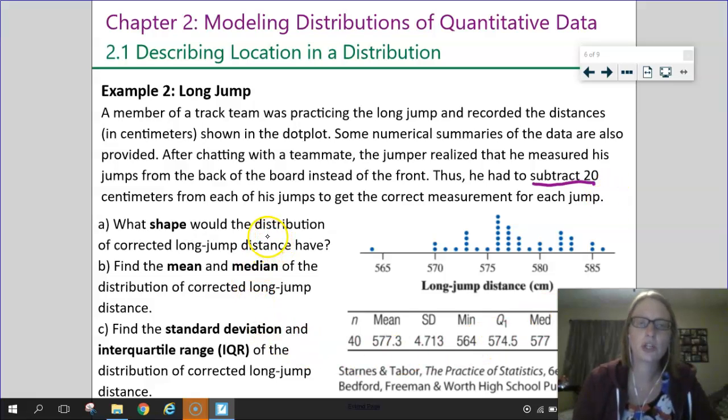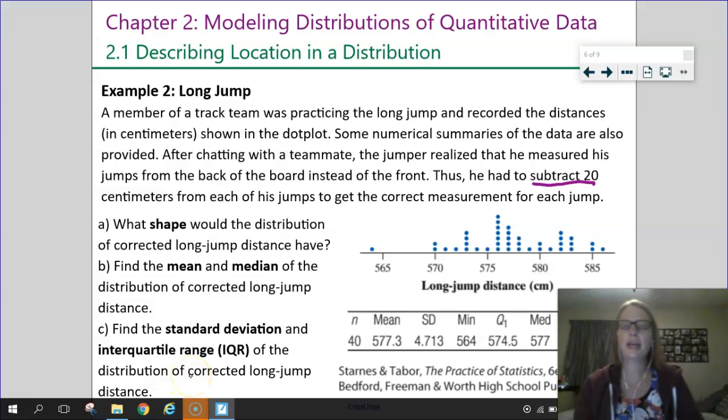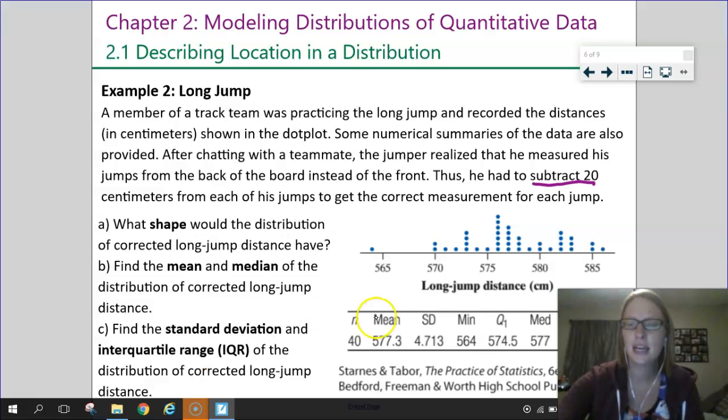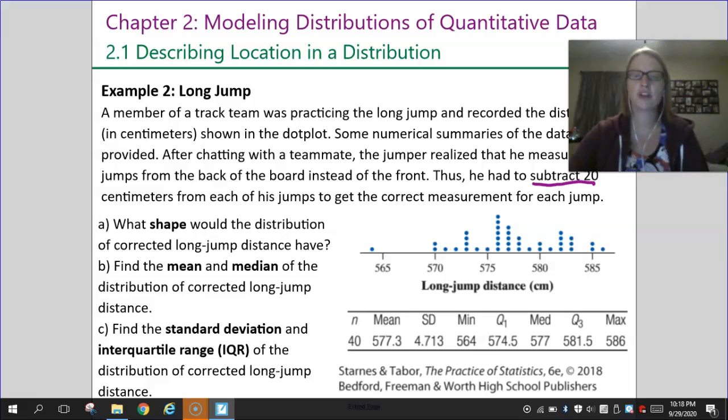So the first question is, what shape would the distribution of corrected long jump distance have? Next, calculate the mean and median of the new long jump distance after subtracting 20. Then calculate the new standard deviation and IQR of the corrected long jump after subtracting 20. So go ahead and do A, B, and C before moving on to the next slide where I'll go over the answers. I'm going to move my video so that you can pause on this slide to answer A, B, and C. So make sure you have an answer for A, B, and C.